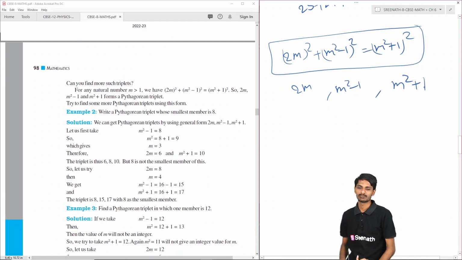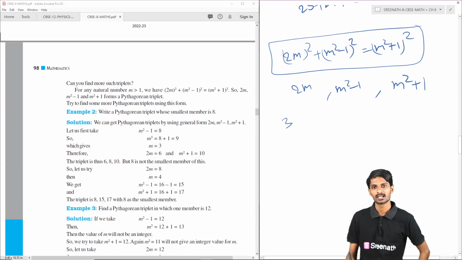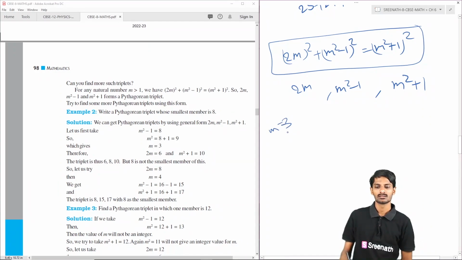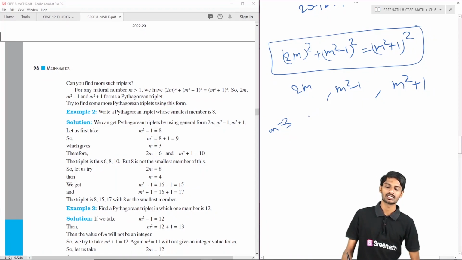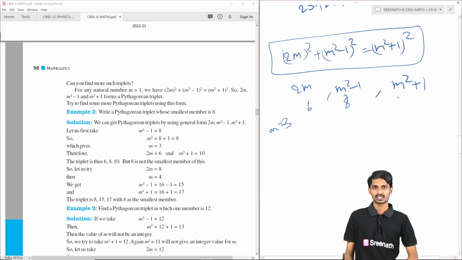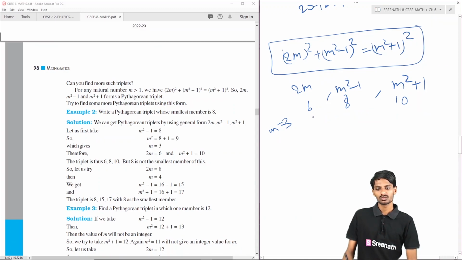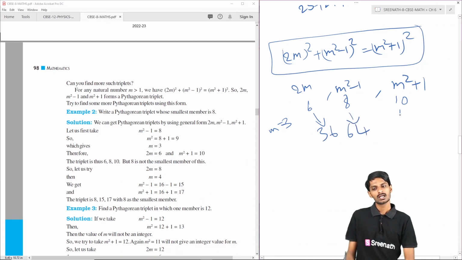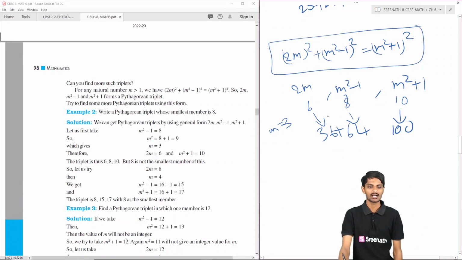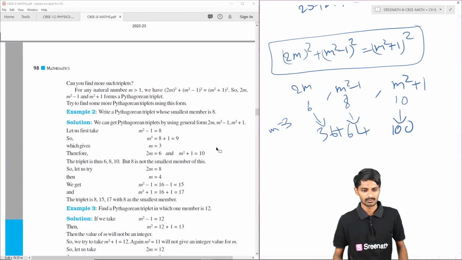If you take any number, say m equal to 3, then you will get the Pythagorean triplet associated with it. You will get 2m is 6, m square minus 1 is 9 minus 1, 8, and m square plus 1 is 9 plus 1, 10. So this is the Pythagorean triplet. Squaring, it gives you 36, it gives you 64, it gives you 100. If you add the first two, you will get 100. That is the trick you can use, students.